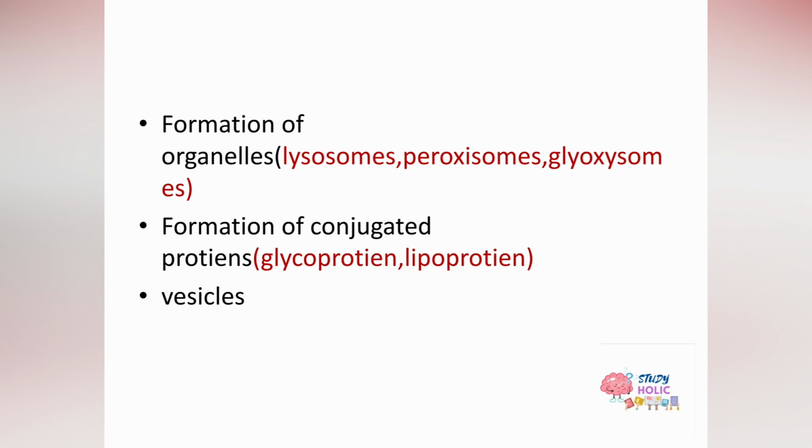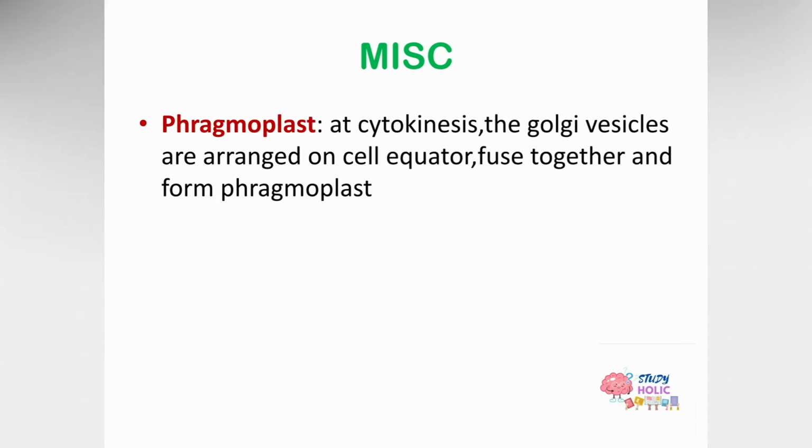Now I'm going to discuss the last topic of this lecture, that is basically miscellaneous. It would be good for your knowledge. Phragmoplast. At cytokinesis, the Golgi vesicles are arranged on cell equator and they fuse together. And as they fuse together, they form phragmoplast. So that was all about today's lecture.